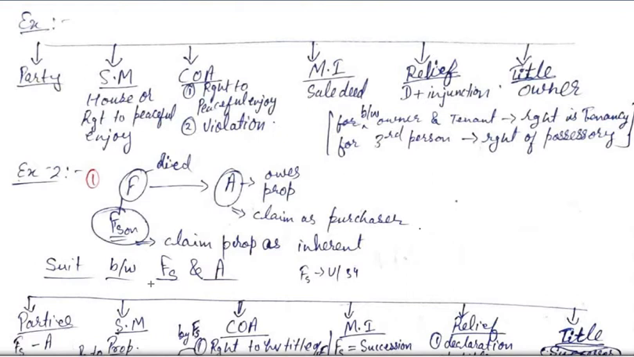Now Fs is claiming that I have got the property from my father as a class 1 legal heir, because of the intestate succession. So this is the process, the mode, the fact by which he says that he has got the right to ownership and right to possession of the said property. Now this is what? Matter in issue, cause of action or title.